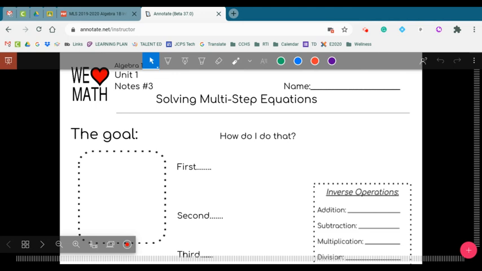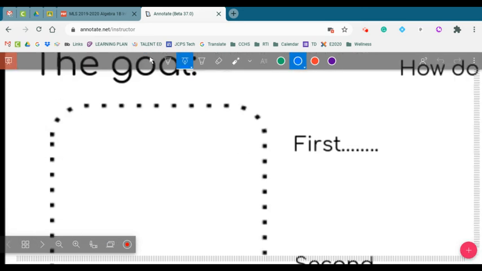Okay, this video is going to be over notes number 3, solving multi-step equations. So we've gone over 1 and 2 steps, so this one will have more than 2 steps in solving the problem. Just like all our other equations, our ultimate goal is to get the variable by itself.